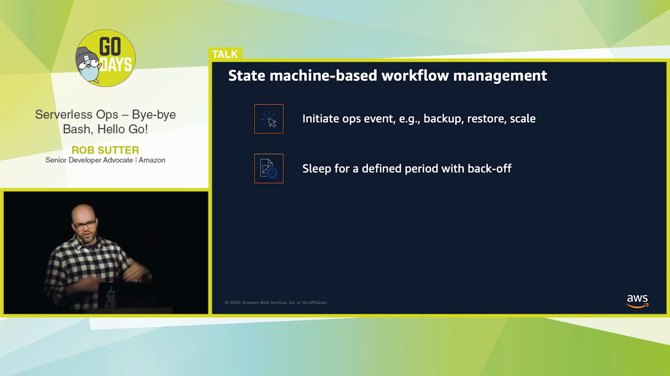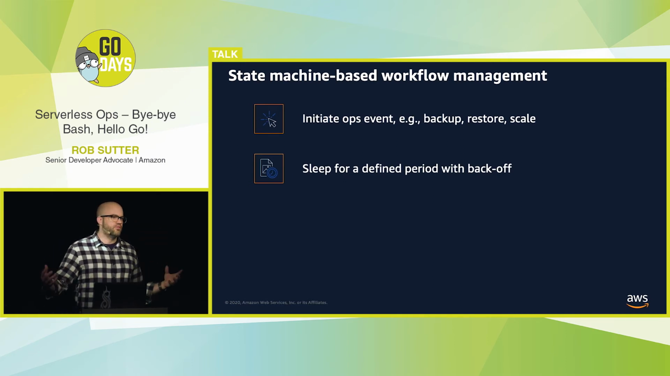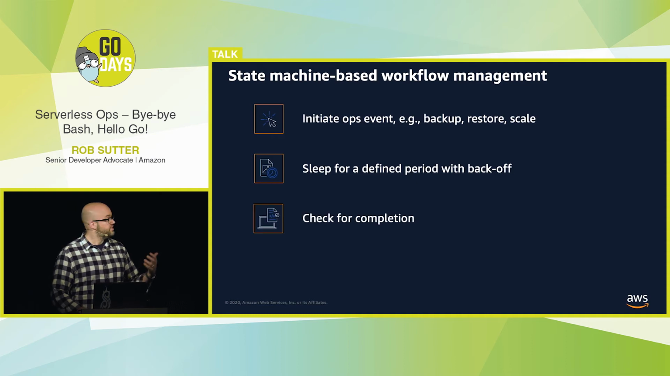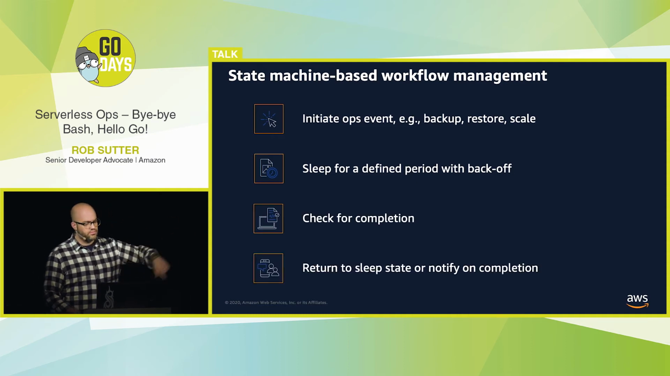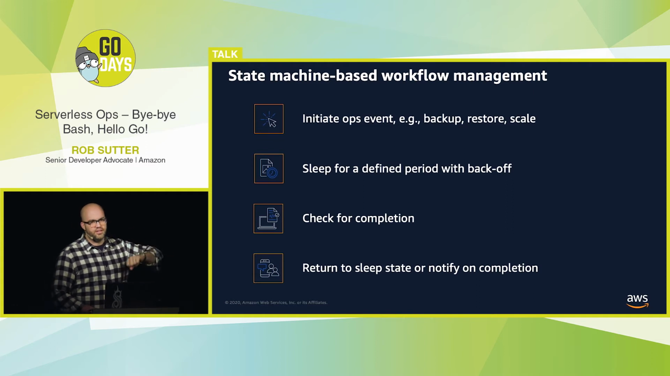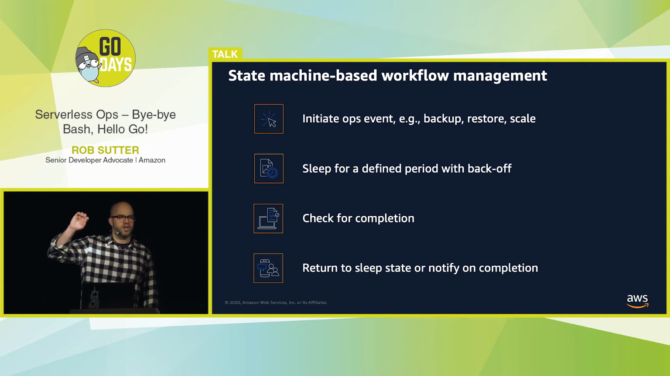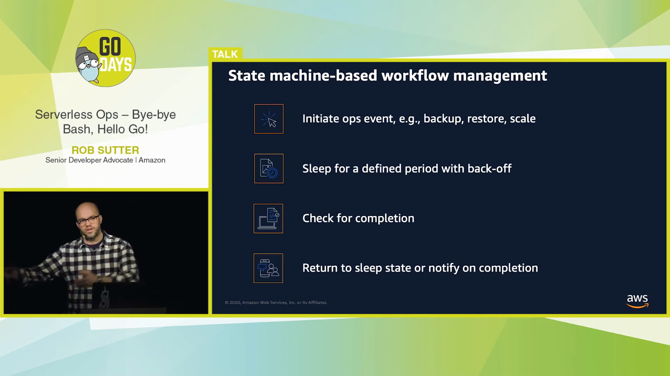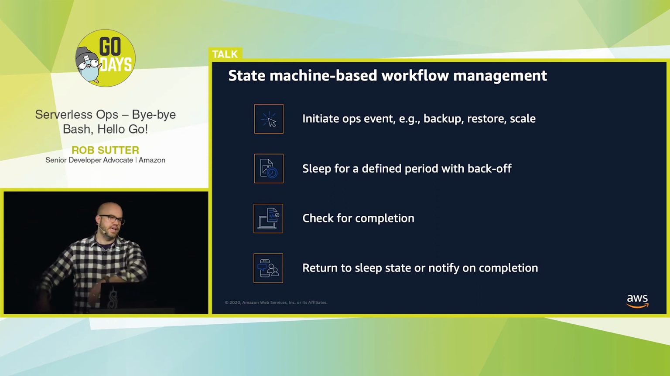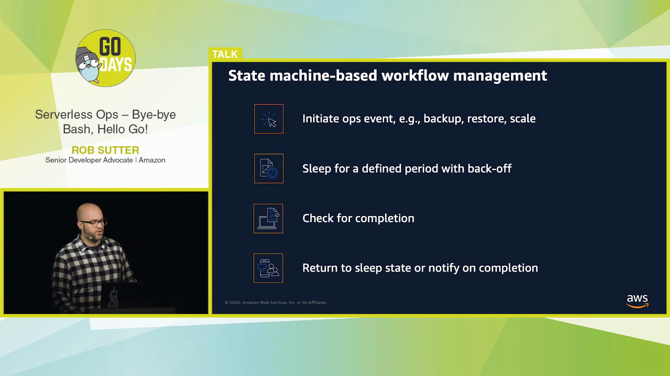That workflow will do something, and because these are long-running tasks, it'll sleep. And then it'll go back and check for completion. And then it will repeat this cycle until it's done, and then it either puts the output somewhere, or more commonly, it'll just notify you on completion, right? The restore of production to test A was successful, or it dispatches an email saying this went wrong, and you need to look into it.